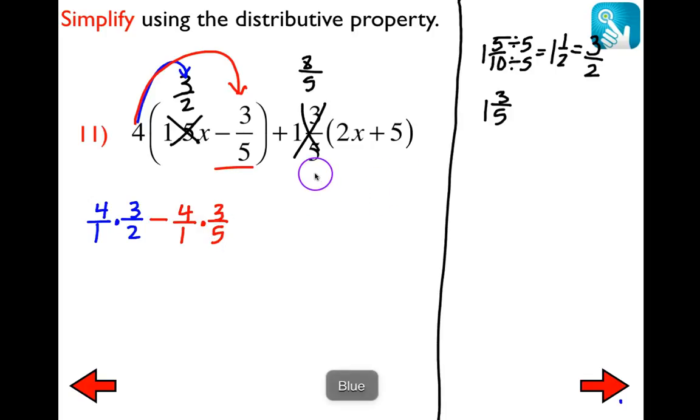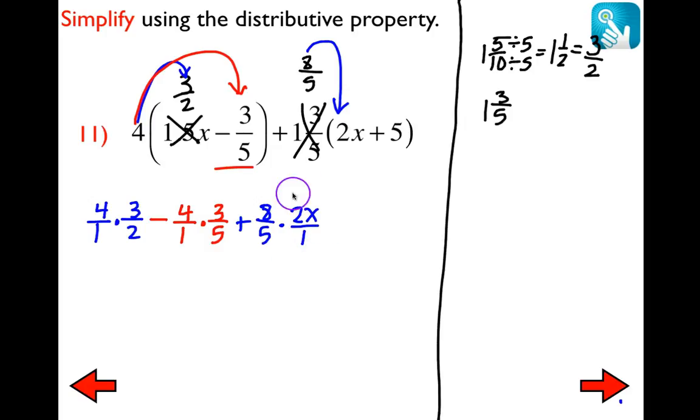Moving on to the next set of distributive property, I'm going to do 8/5 times 2x. Since they're both positive, I'm going to put plus 8/5 times 2x over 1. And again, I'm just putting it over 1 to make it into a fraction. Now we're going to do 8/5 times a positive 5. A positive times a positive is a positive, so I'm going to put plus 8/5 times 5 over 1.